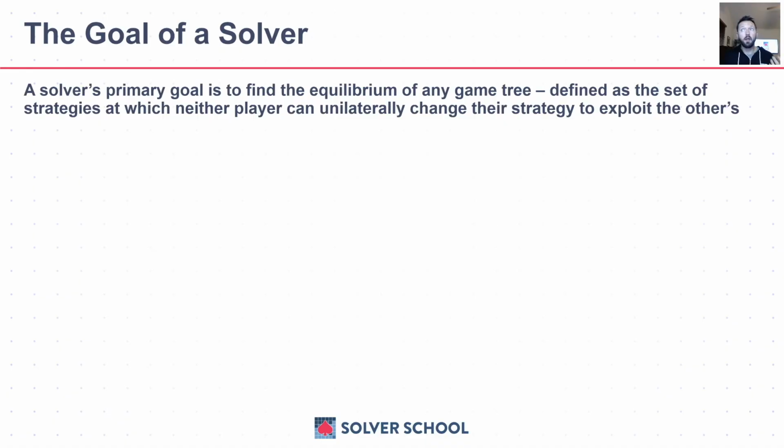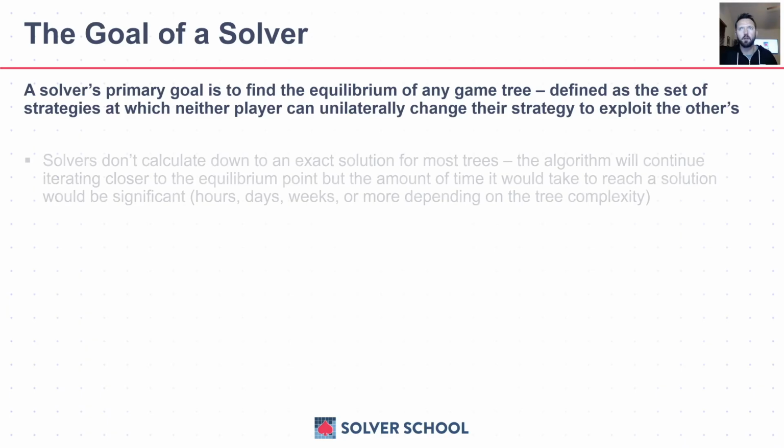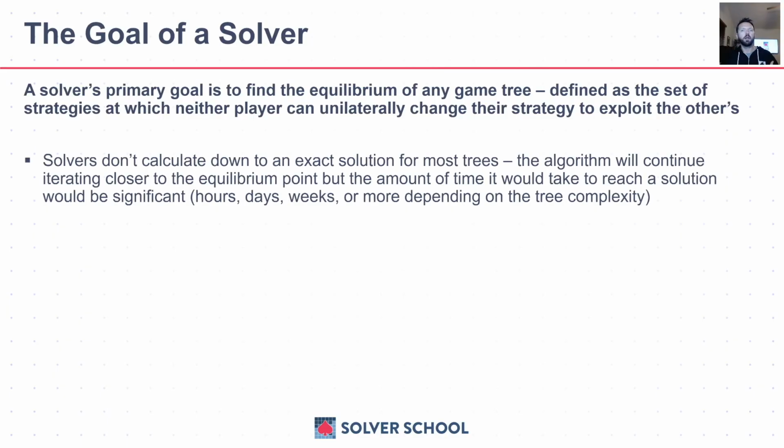A solver's primary goal is to find the equilibrium of any game tree. And we define that as the set of strategies at which neither player can unilaterally change his or her strategy to exploit the other. And that's the definition for a Nash equilibrium, which we've already covered in one of the previous videos. I think it's important to call out that solvers don't actually calculate down to an exact solution for most trees. It'll try to calculate down to a solution, but it won't actually get there in a lot of cases, especially when trees are more complex.